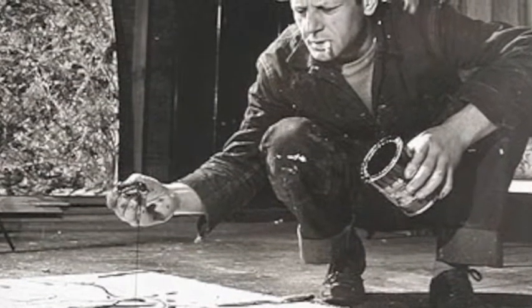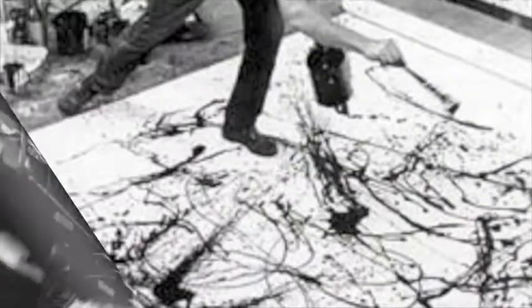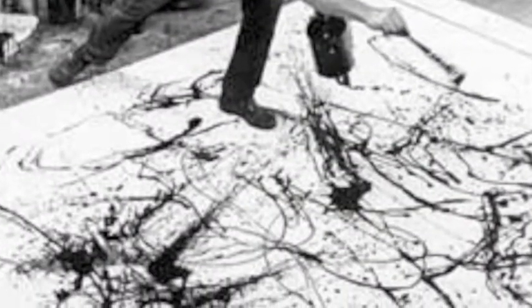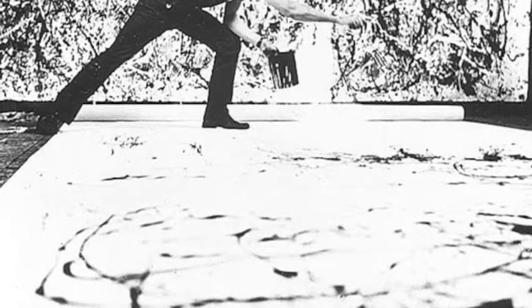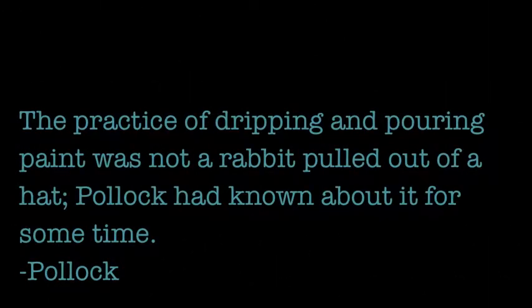We all know the painter Jackson Pollock, yes? What Pollock did was drip and pour fluid enamel, aluminum, and oil paint from sticks and hardened brushes over pieces of sized, unprimed canvas tacked to the floor of his studio. The practice of dripping and pouring paint was not a rabbit pulled out of a hat. Pollock had known about it for some time.